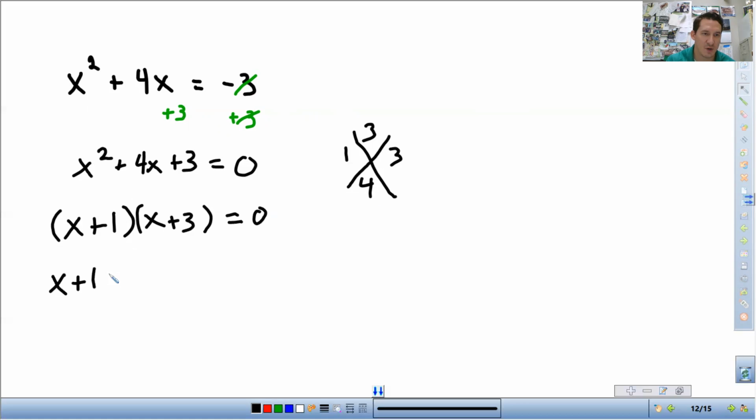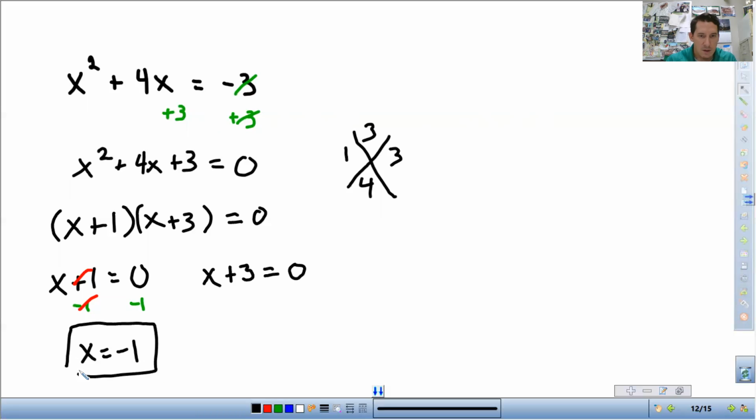Separate it out. So x plus 1 is equal to 0. x plus 3 is equal to 0. And then solve. Subtract 1 from both sides. Plus 1 minus 1 cancels out. Get x is equal to -1. And subtract 3. This cancels out. You get x is equal to -3.